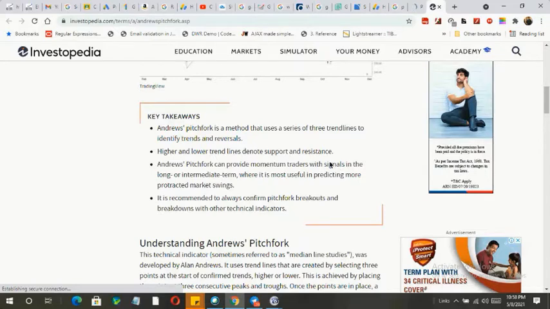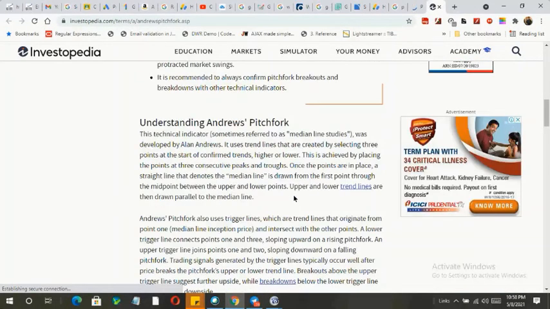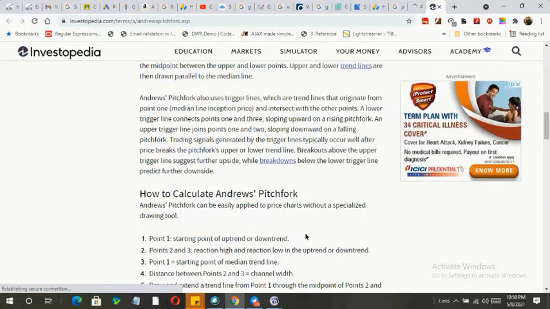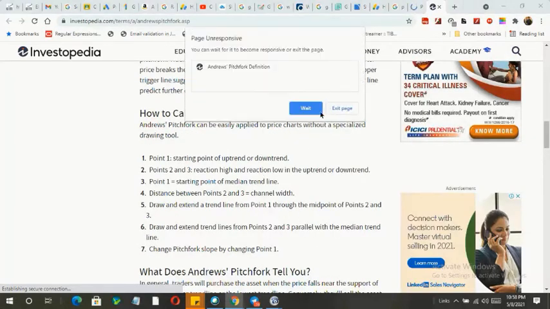It is recommended to always confirm pitchfork breakouts and breakdowns with other technical indicators. That means you should not use only the pitchfork to trade yourself. You should use some other technique, another indicator as well, along with the pitchfork. And how to calculate those things is explained here.